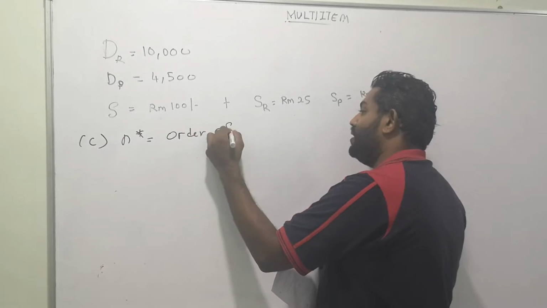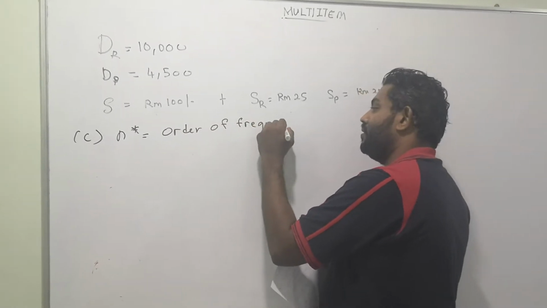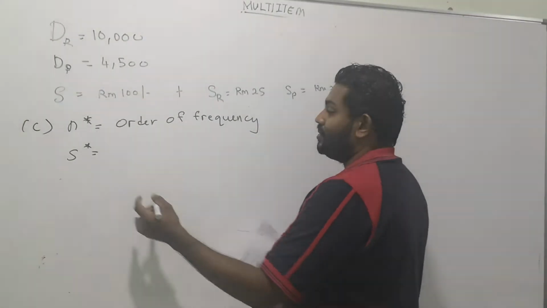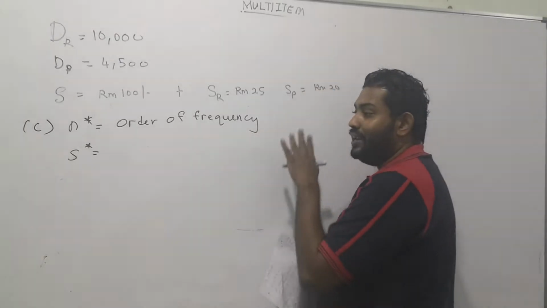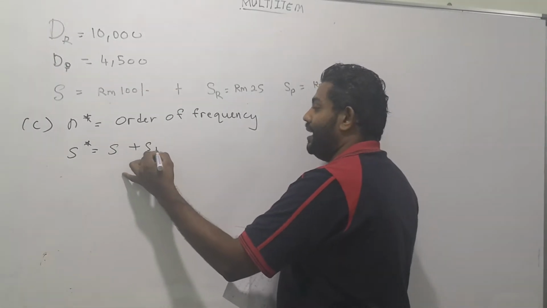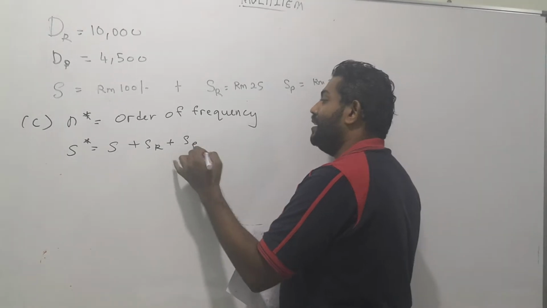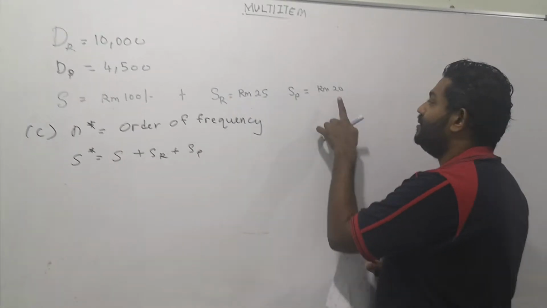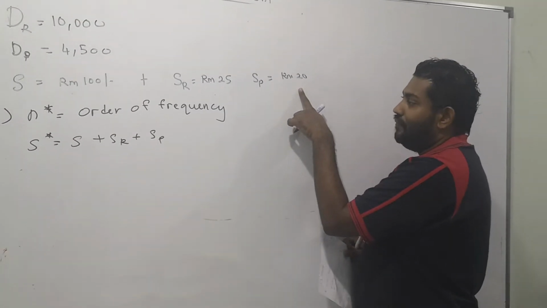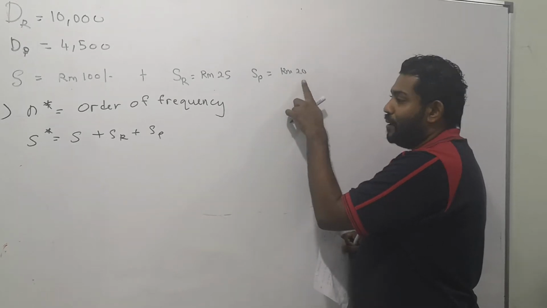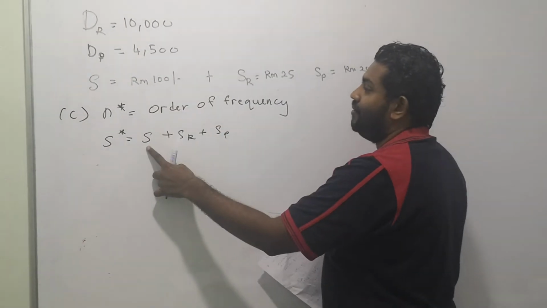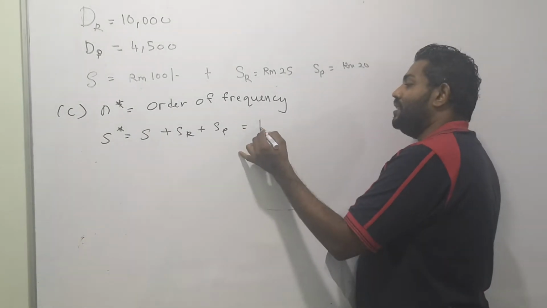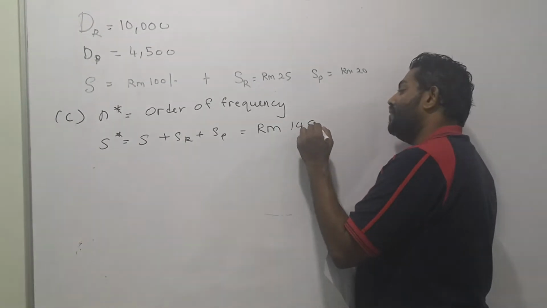the order frequency, and S star is the setup or order cost, which when you are doing joint ordering means S plus SR plus SP, where SR refers to the additional cost for regular coffee and SP refers to the additional cost for pumpkin slice coffee, and also we have our S. It means each order setup cost, which totals RM 145.